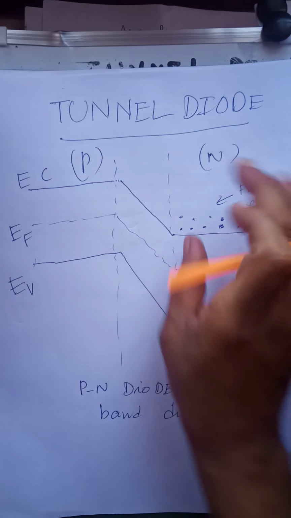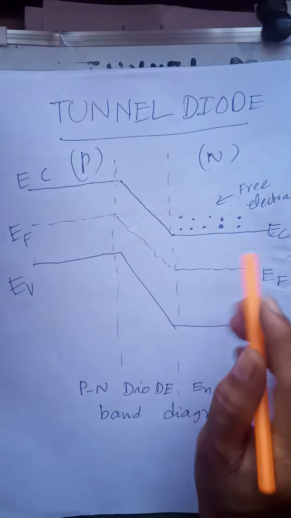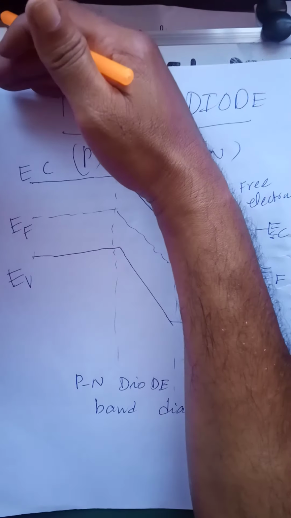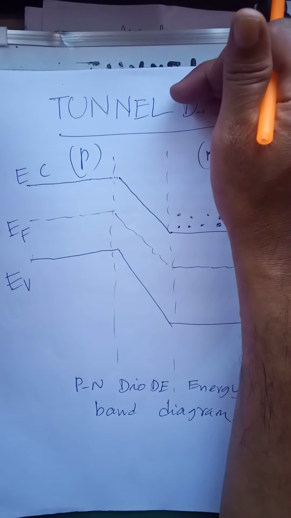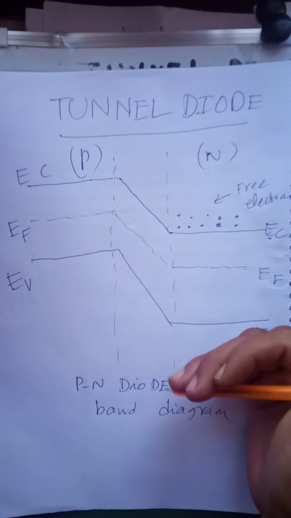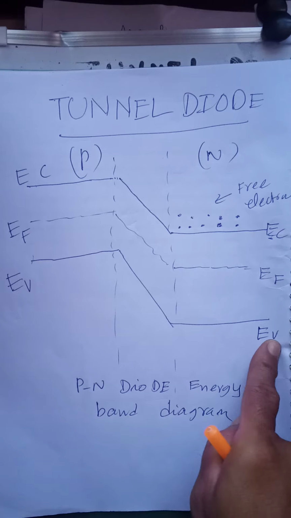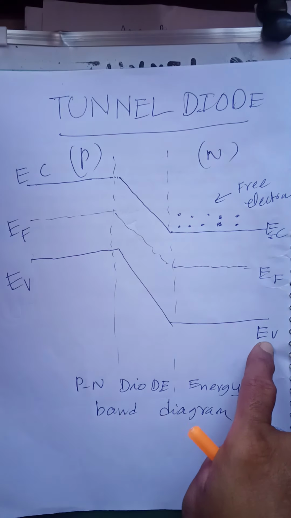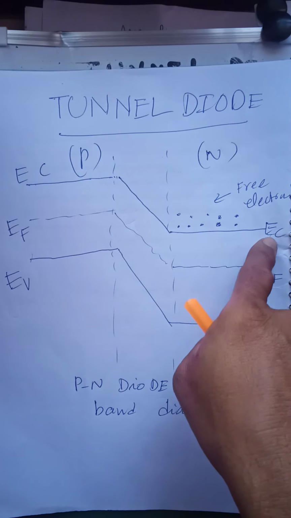Similarly, this is the N side. This is the conduction band. Above this is EC, above this conduction band of the P side, and above this conduction band of the N side. This is EV, the below of the valency electron. This is the highest of the valency band energy. This is the lowest energy of the conduction band.